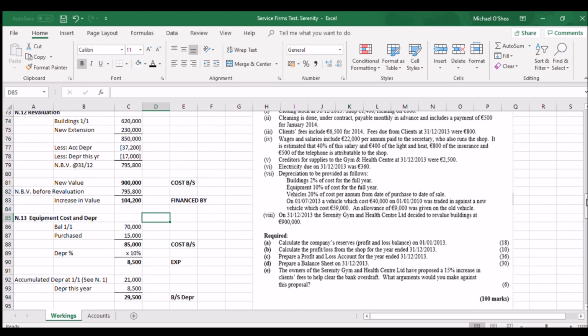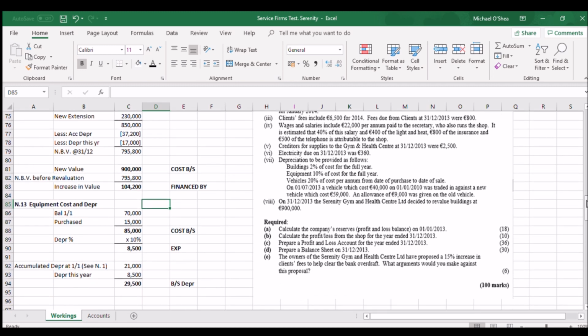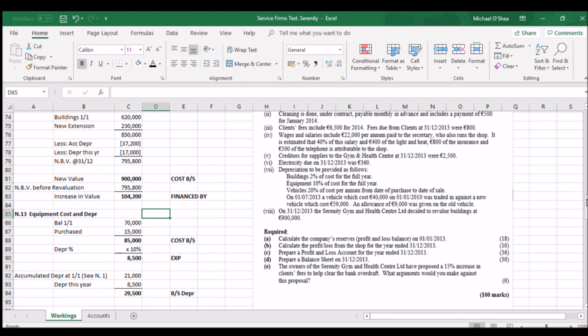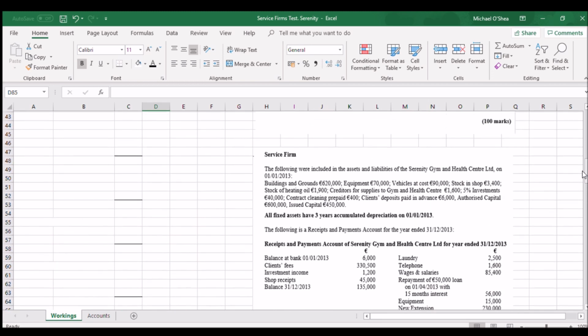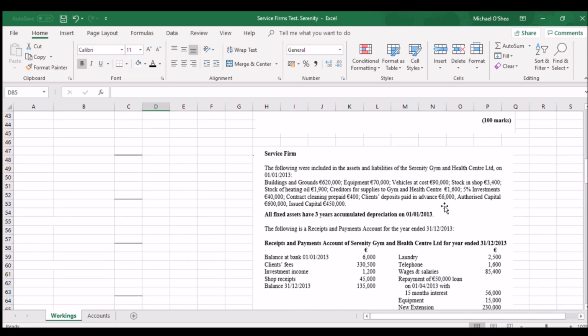Now, there is no revaluation, there's no disposal, there's nothing else. When we go to the balance sheet, 85,000 is going to be our cost, and we're going to need to put in a depreciation figure on that balance sheet as well. That depreciation figure has to include these 3 years that we dealt with at the start.